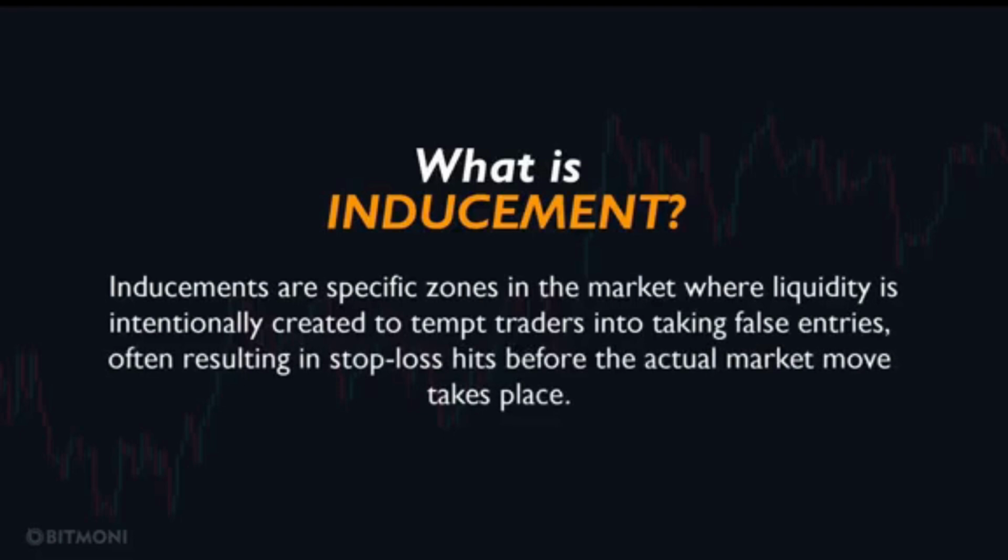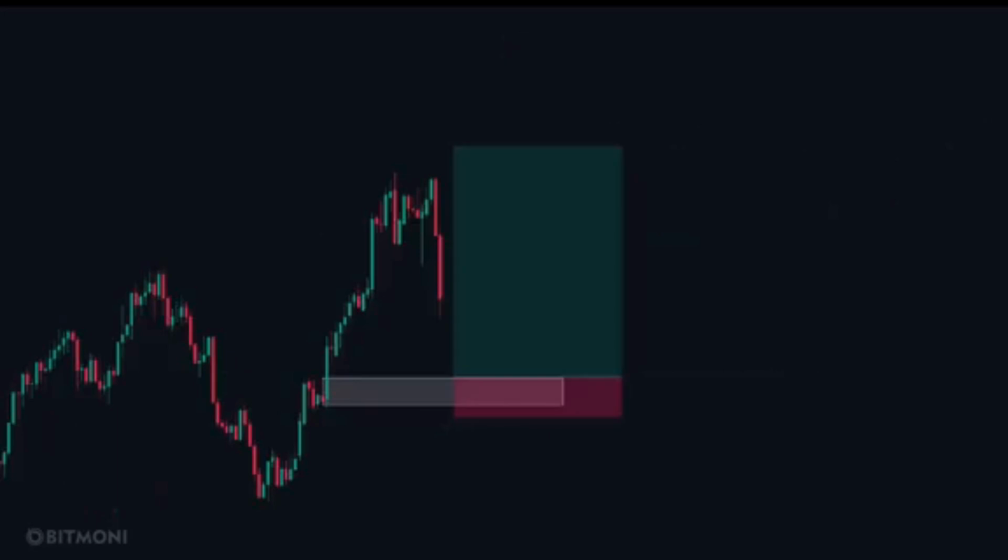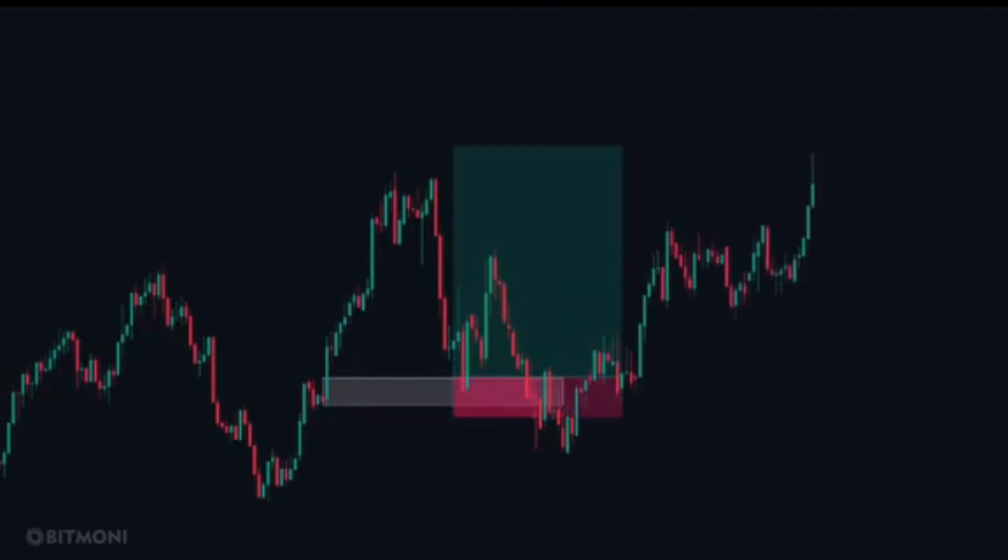If you don't understand how to identify and avoid inducement levels, you'll often find yourself entering trades from these zones, only to be stopped out right before the market moves in your intended direction, leaving you confused and frustrated. Let me give you a quick illustration.